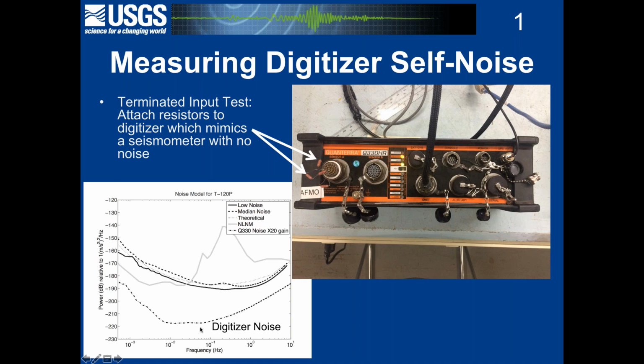And as you can see here, at longer periods, we're really not limited by the digitizer. The digitizer self-noise is a lot lower than the self-noise of most broadband seismic instruments that you're attaching to it. So this is a self-noise model here of a Nanometrics Trillium 120.